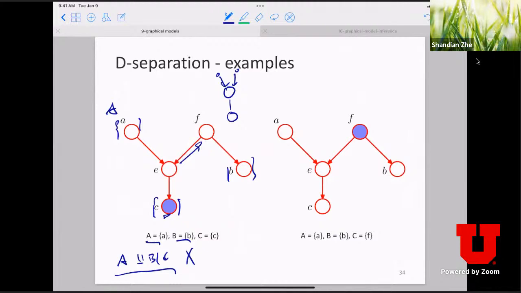Oh no, sorry. It's head to tail. That means E must be observed. If E also belongs to C, that means conditional independence. It doesn't include the descendants.